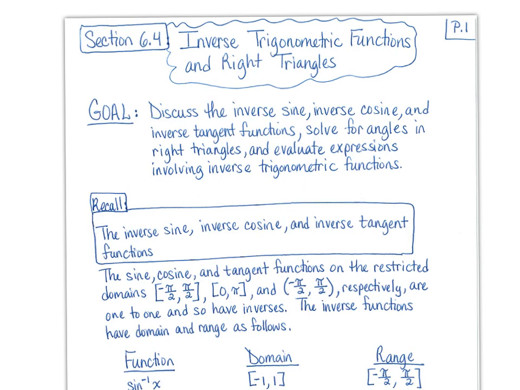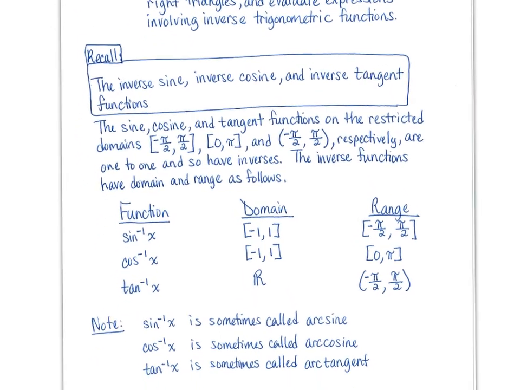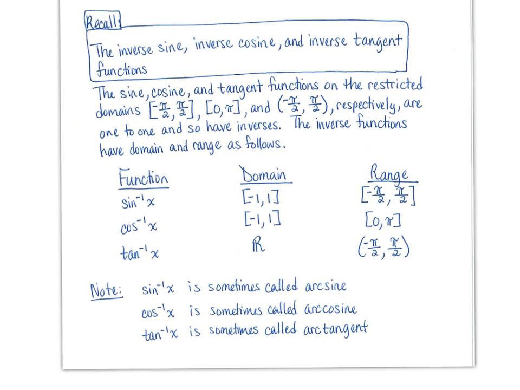Now recall these functions. We've already talked about this in a previous section, so let's just do a quick recap. Again, the sine, cosine, and tangent functions on the restricted domains are one-to-one, and so they have inverses. The inverse functions have domain and range as follows. For sine inverse of x, the domain is negative 1 to 1, including negative 1 and 1. The range is negative pi halves to pi halves, including both of those.